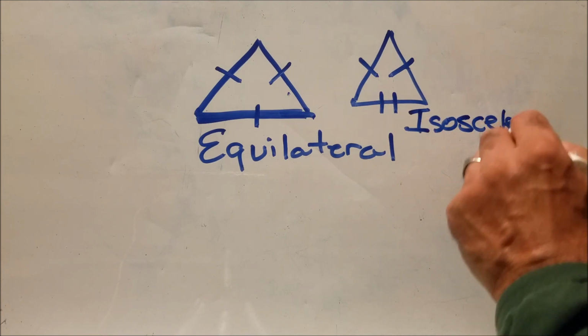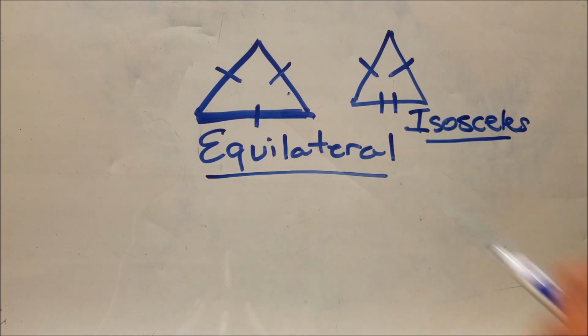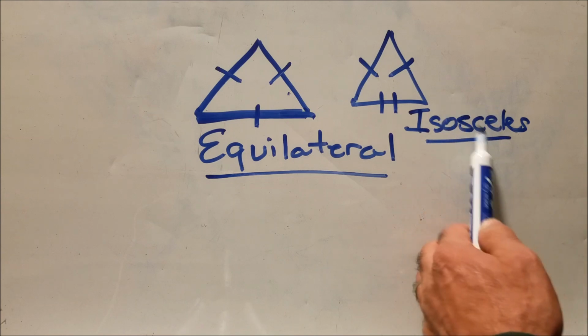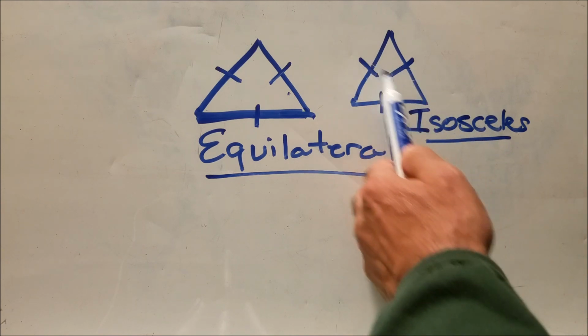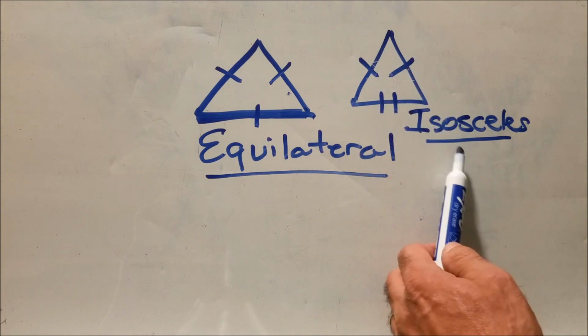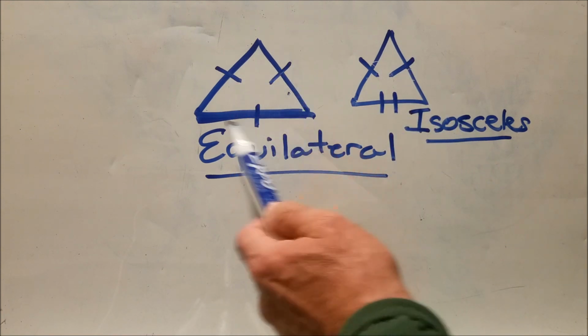All right, there you go, isosceles. And that's how some students remember it, because they think of Hercules, isosceles, Hercules. That's two people. That's one way of remembering it. So again, isosceles, two sides are equal, equilateral, all of them are equal.